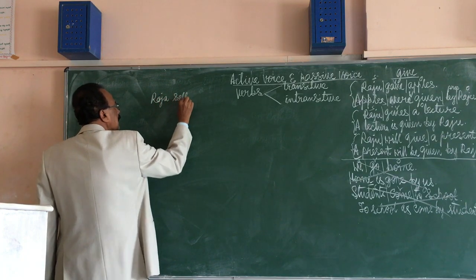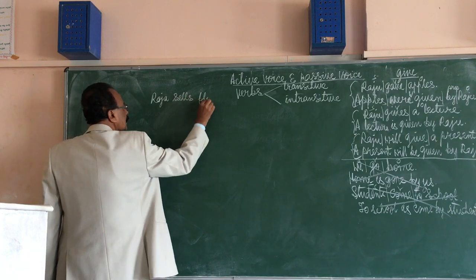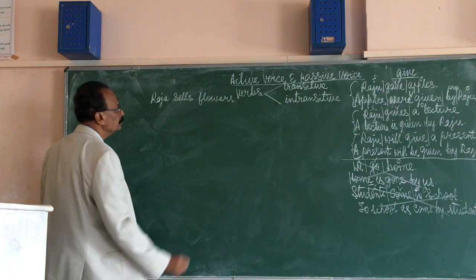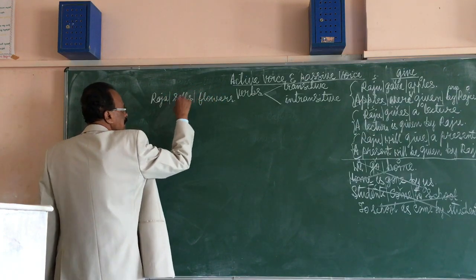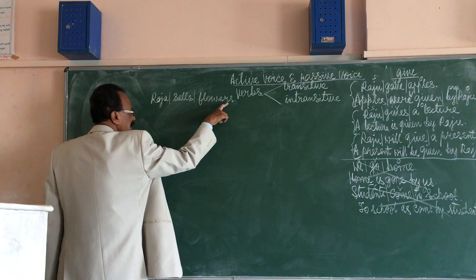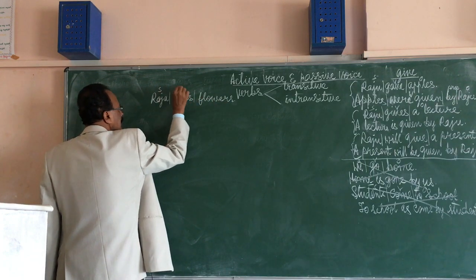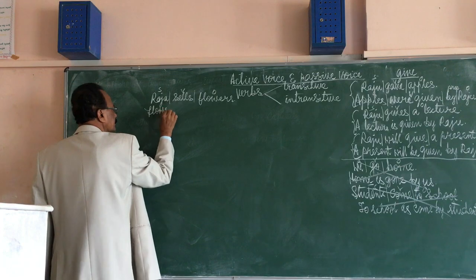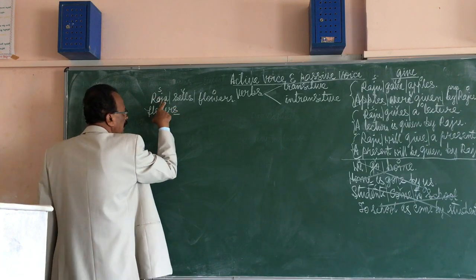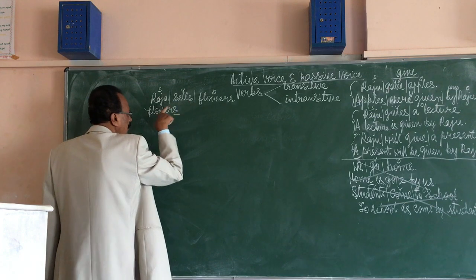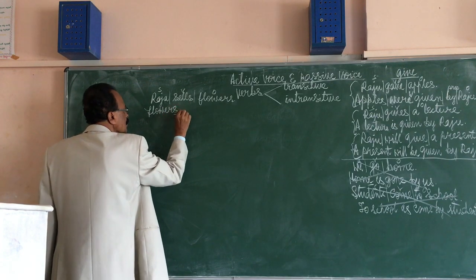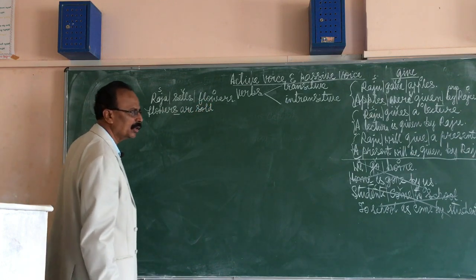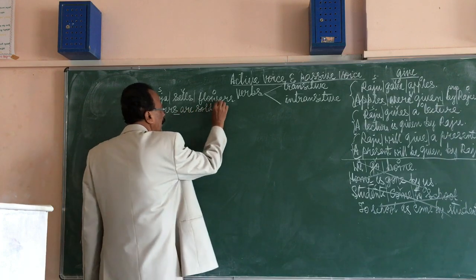Roja sells flowers. Roja is the subject, sells is the verb, flowers is the object. Subject, verb, object. See, Roja is singular, so it is sells. Flowers is plural, so it is sold. So, flowers are sold by Roja.